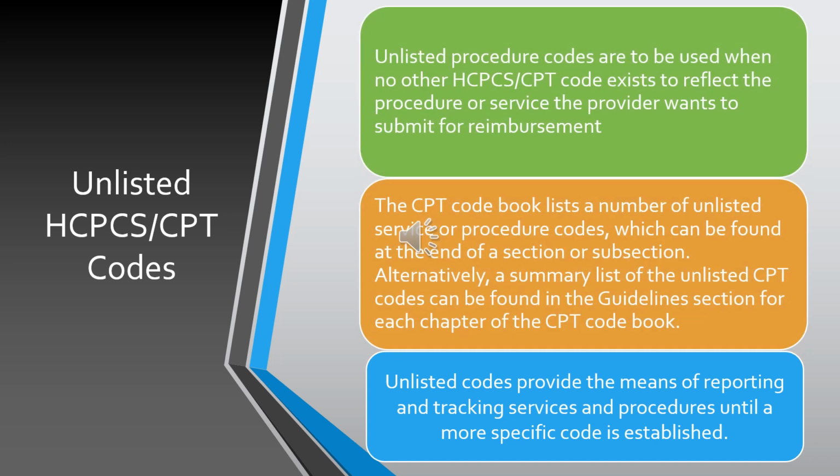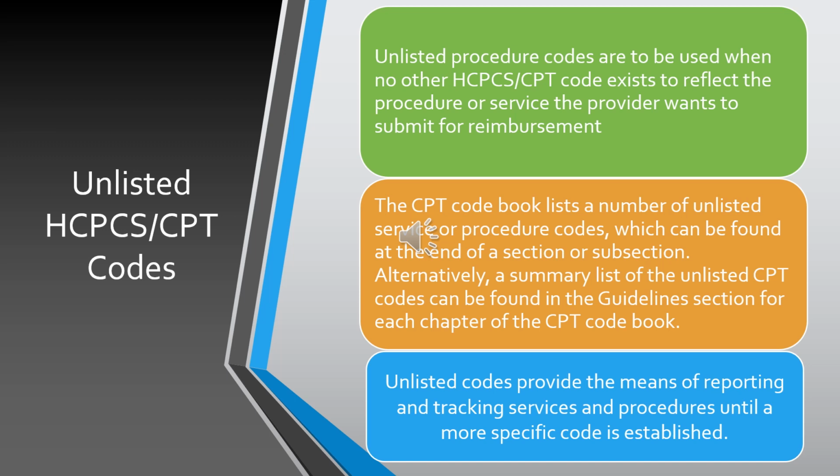The roadblock being presented today is the use of unlisted HCPCS and CPT codes. Unlisted procedure codes are used when there is no other HCPCS or CPT code existing that reflects the procedure or service the provider wants to submit for reimbursement. These codes are commonly used when providers are performing new procedures or using new technology.